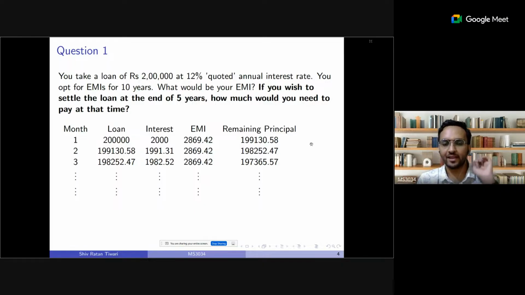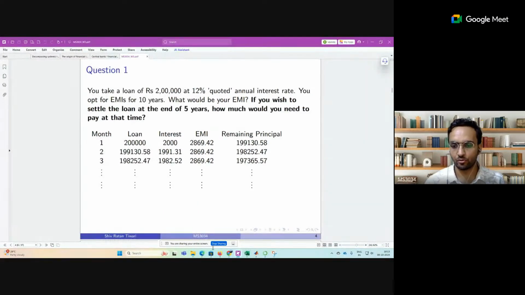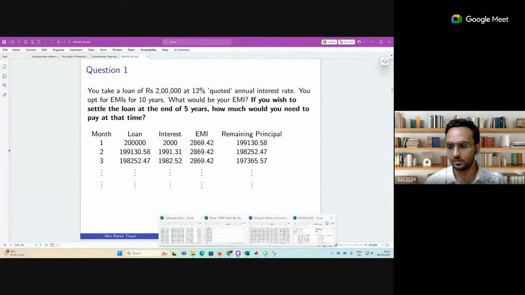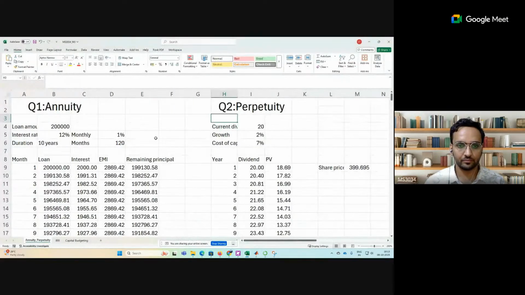Doing this calculation manually is very cumbersome. So we can make use of Microsoft Excel or other spreadsheet programs. I will show you the calculation using Microsoft Excel. So for example, this is our situation: the loan amount is 2 lakh rupees, the monthly interest rate is 1%, and the total duration of the loan is 120 months.